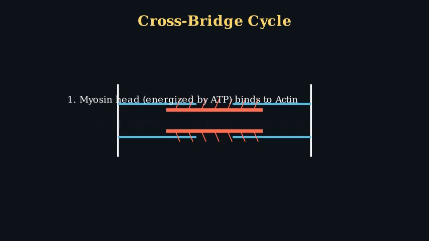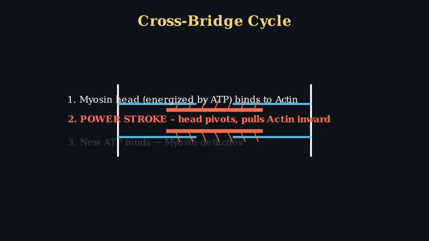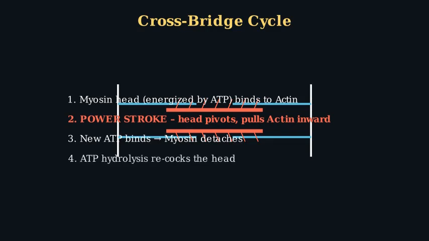Calcium binds to troponin on the thin filament. This causes tropomyosin to move aside, exposing the binding sites on actin. Myosin heads can now attach to actin, forming cross bridges.